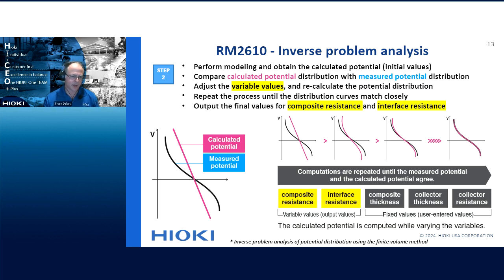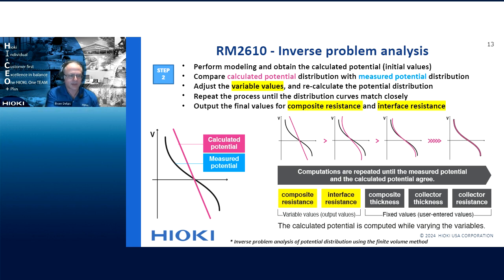Using the model, the system will start with some initial value of composite resistance and interface resistance, and it will calculate the potential distribution based on those parameters. And then, since we've measured the potential distribution in the previous step, we can compare the calculated curve with the measured curve. And we then adjust the variable values and recalculate the potential distribution.